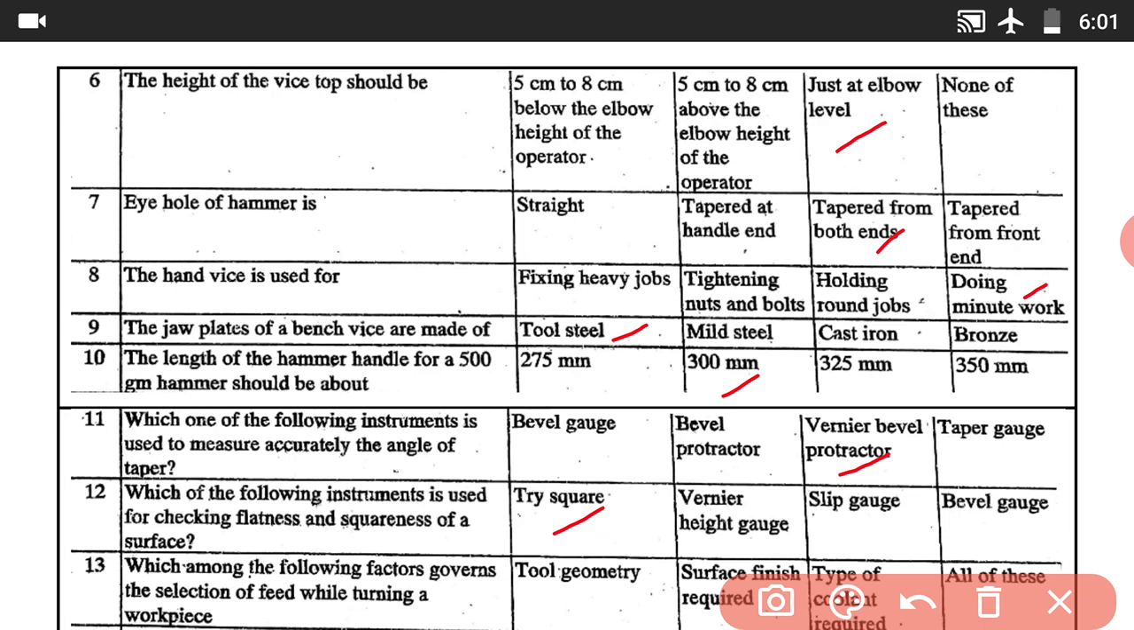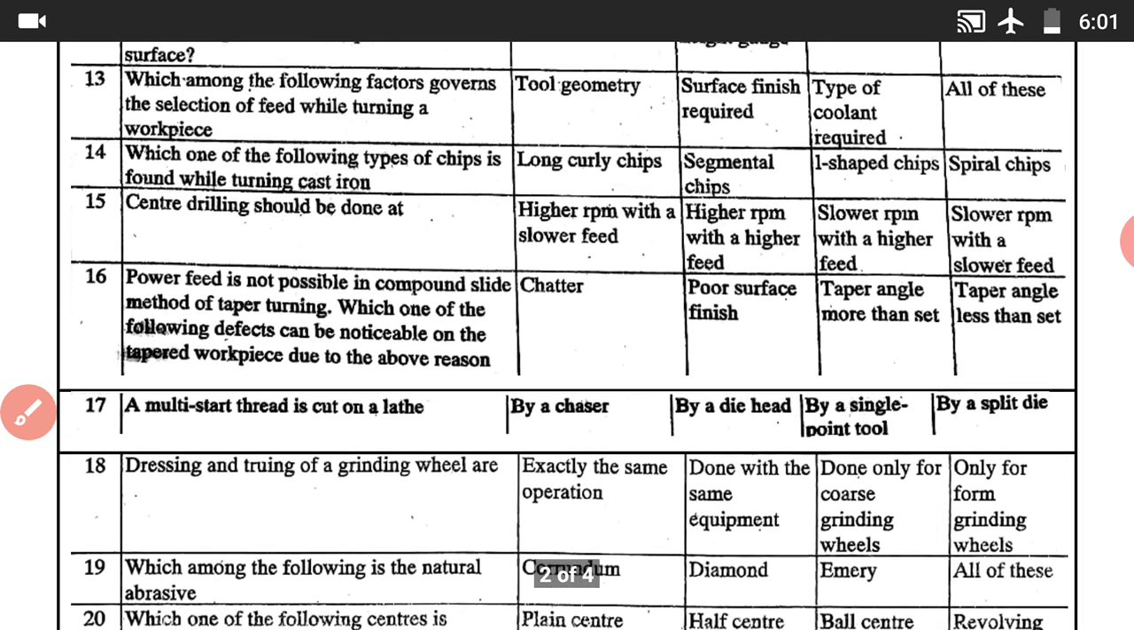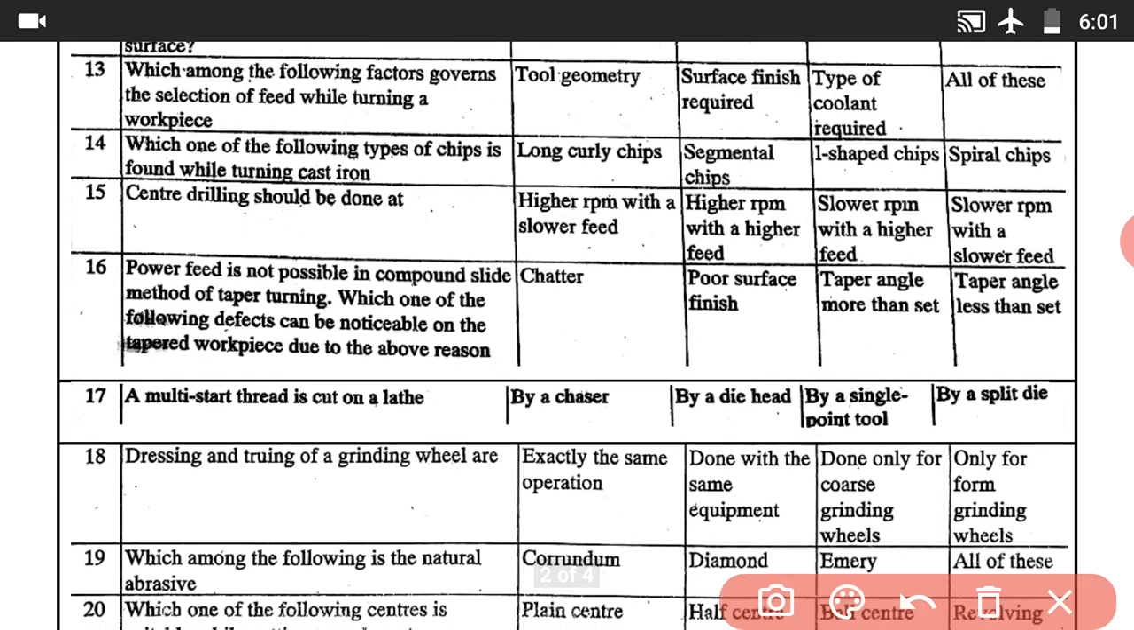Question number 13. Which among the following factors governs the selection of feed while turning a workpiece? This question answer surface finish required. Option B is the correct answer.